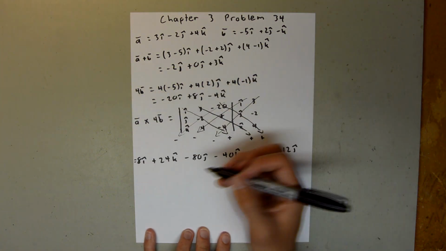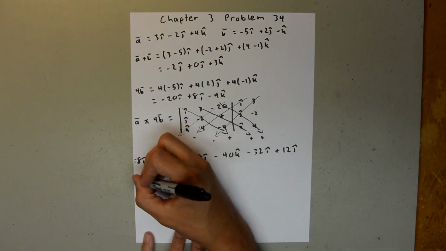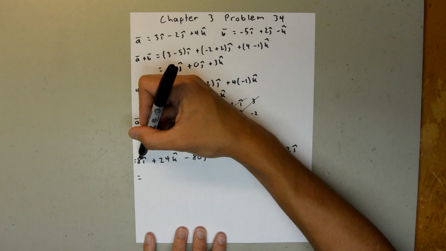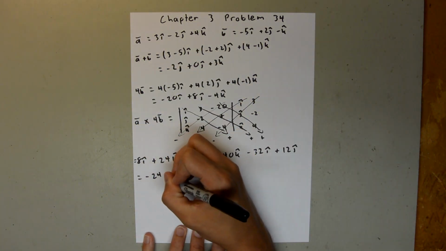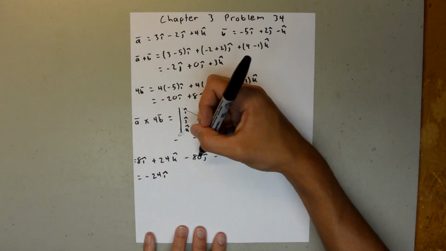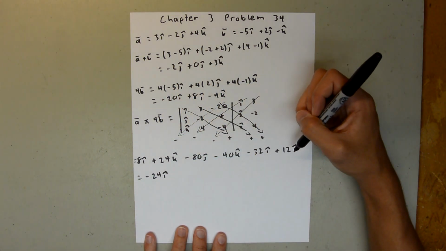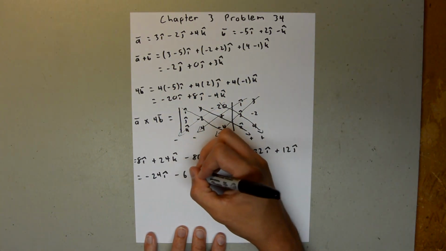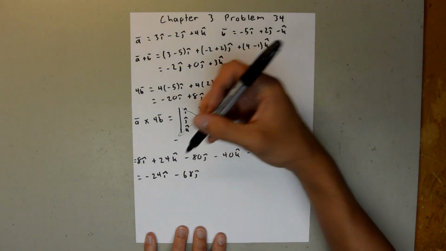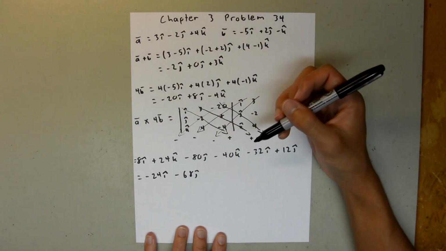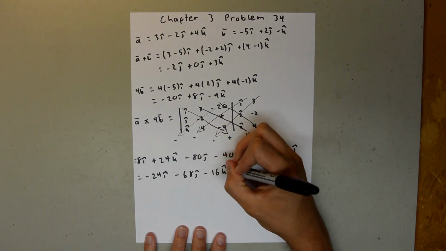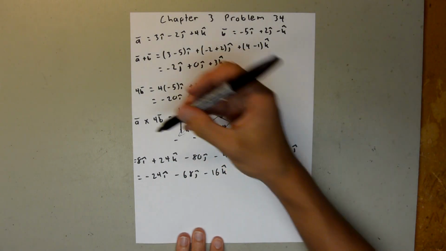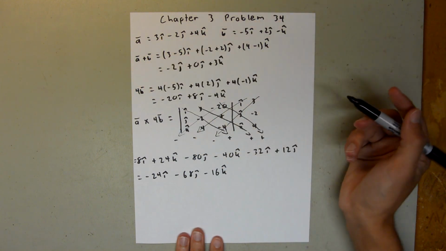And so then if we consolidate all the terms, we have an 8 i hat and a negative 32 i hat, so that becomes a negative 24 i hat. And then we have a negative 80 j hat and a 12 j hat, so that becomes a negative 68 j hat. And then we have a 24 k hat and a negative 40 k hat, so that becomes minus 16 k hat. So that is A cross 4B.